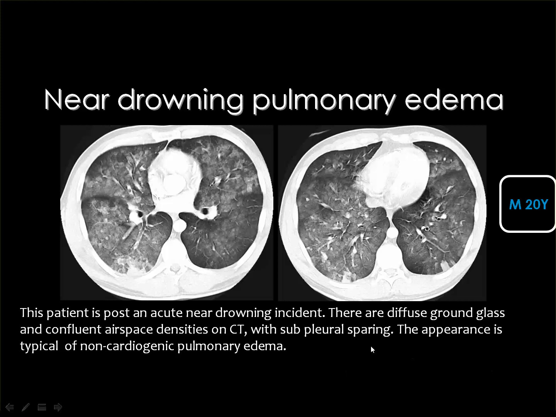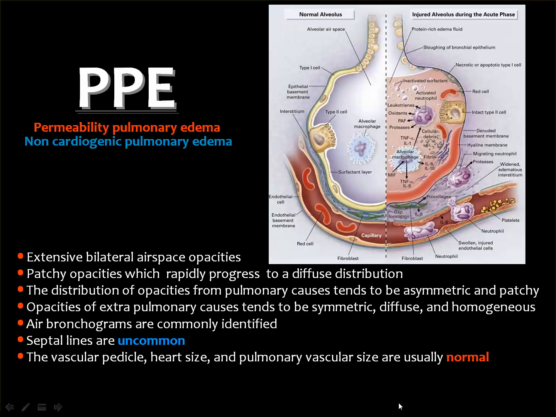Then this patient is exposed to an acute near drowning incident, and these are the edematous changes in the lung with extensive ground glass opacities bilaterally distributed.